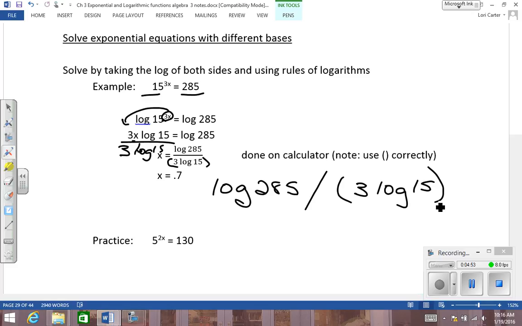Are we good? Do I do log 15 times 3? Yeah, it's 3 times the log of 15. So if you type it in exactly like this, your calculator will do it. Okay, what's the answer? You got the answer? 0.78. 0.7.